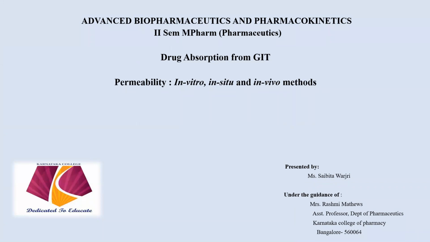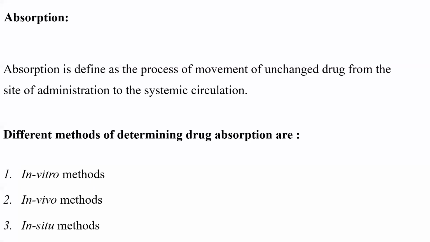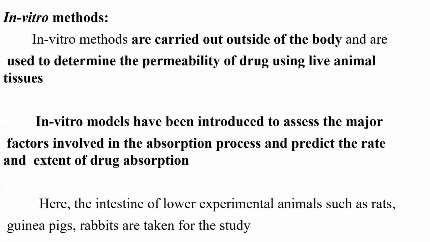So we were discussing the various in vitro, in situ, and in vivo methods to determine how much of the drug has been absorbed when you administer it, that is, what the permeability is. You are checking the absorption of the drug. How can you determine the absorption? By using these kinds of in vitro, in vivo, and in situ methods. So how are the three methods different? What is special about the in vitro method?